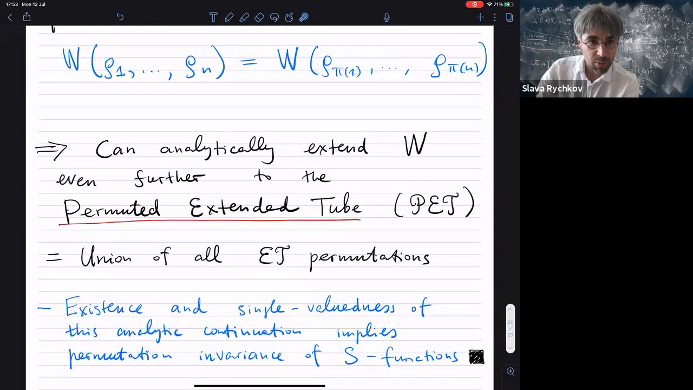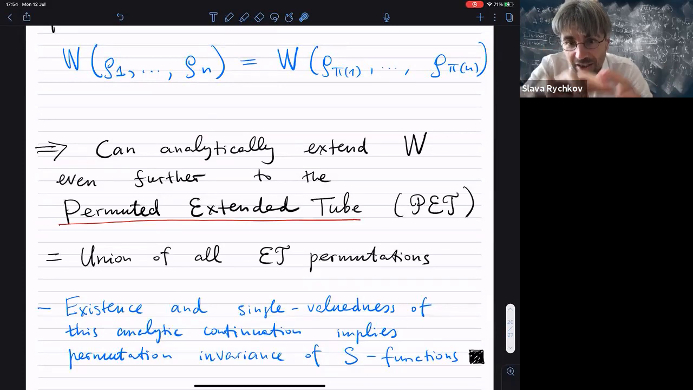So we take this property and we extend analytically the Wightman function to an even bigger set, which is called the permuted extended tube, which is the union of all permutations of points in the extended tube. So we have a function which is permutation invariant somewhere. Now let's extend it to this permuted extended tube.